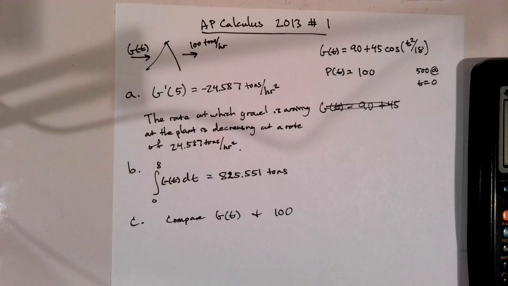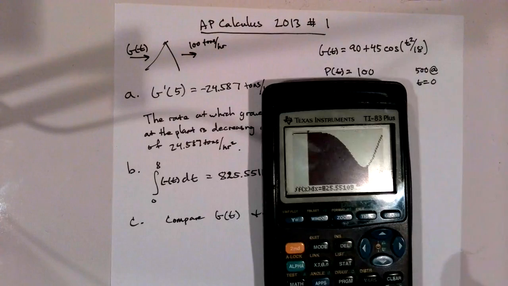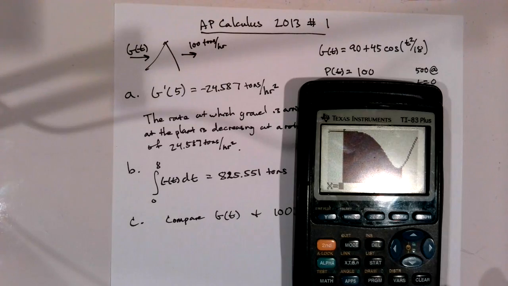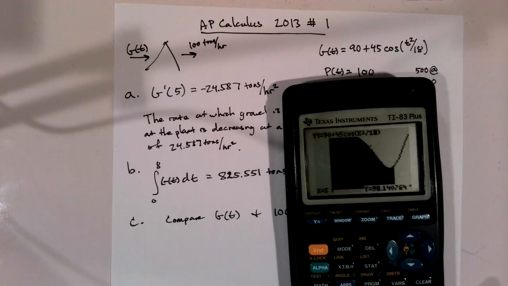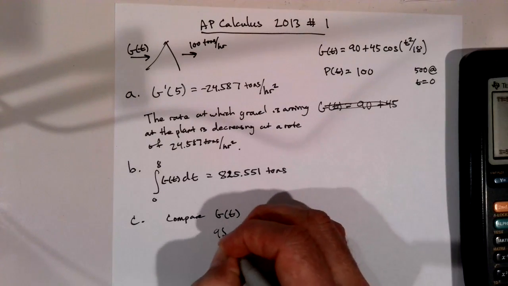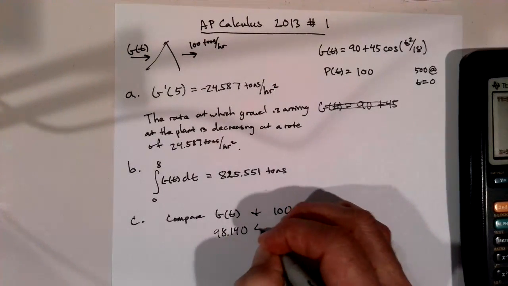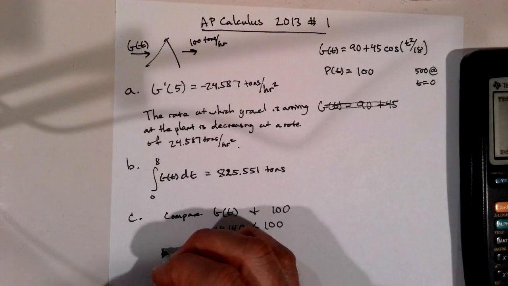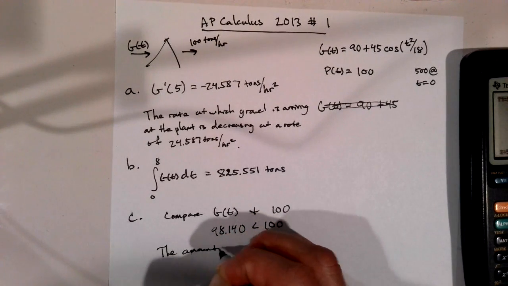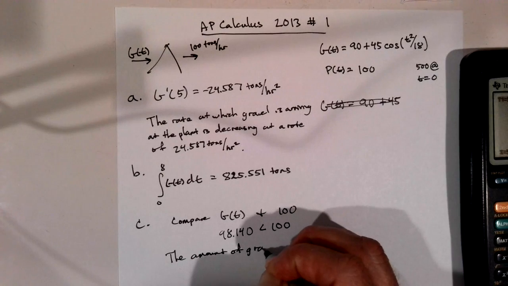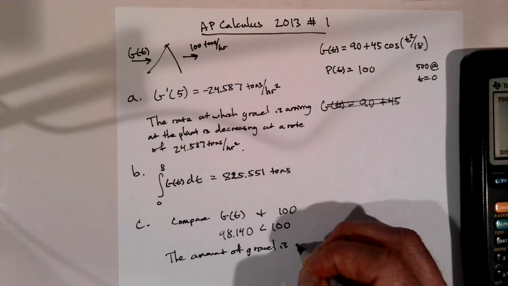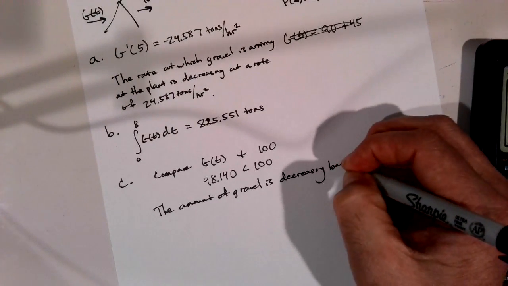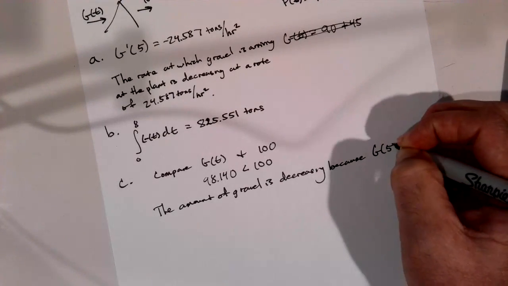So if I go ahead and check G of 5, second calculate, value, and find G of 5, I get 98.14. 98.140 is less than 100. So it's arriving at a rate less than what it's leaving. So the amount of gravel is decreasing because G of 5 is less than 100.